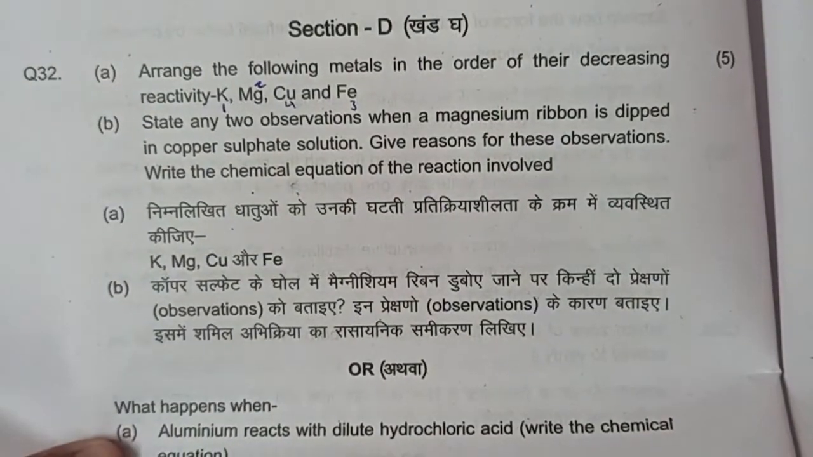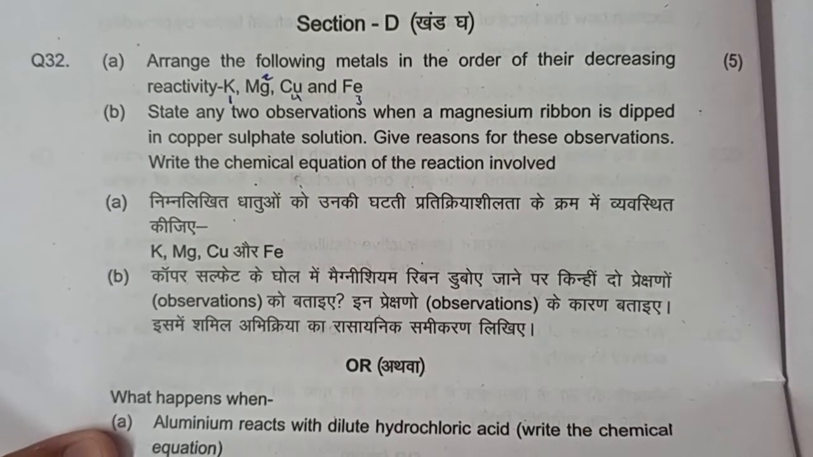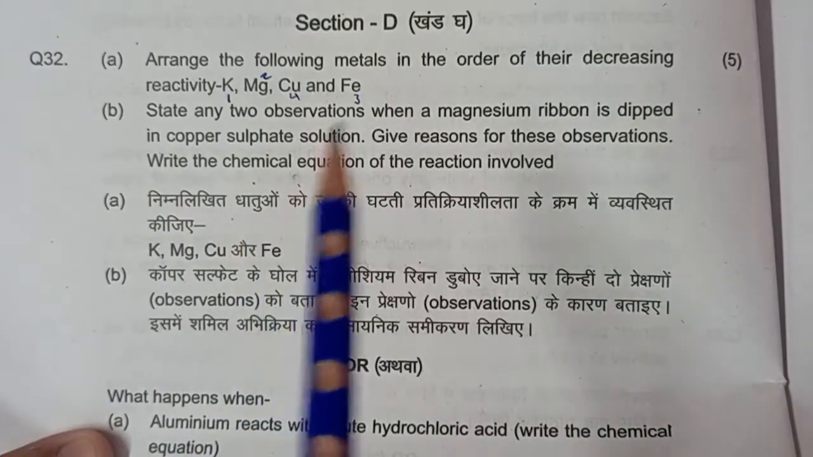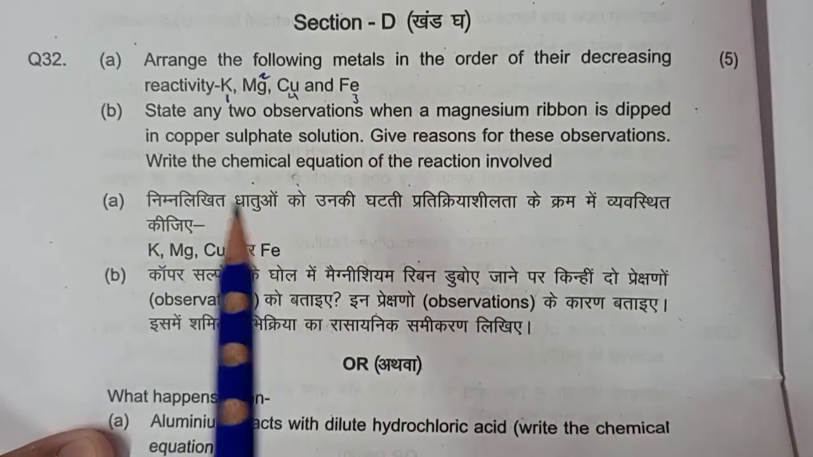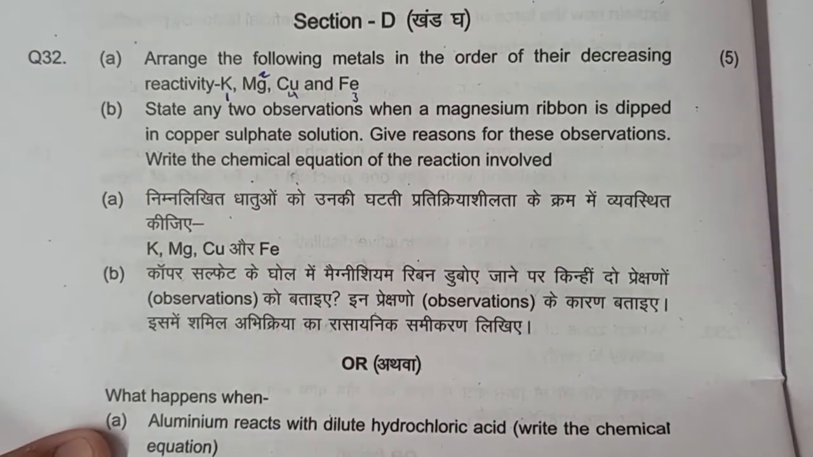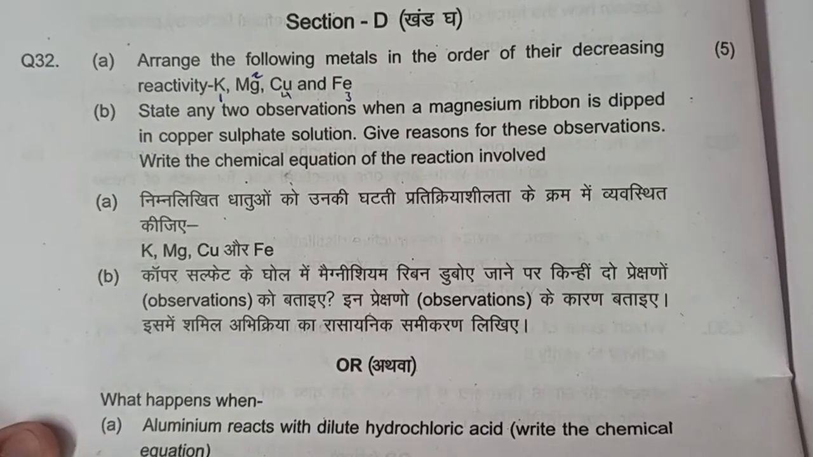Section D. Arrange the following metals in the order of decreasing reactivity. First, potassium. Second, magnesium. Third, iron. And fourth, copper. Okay, this one is correct. 1, 2, 3, 4. Next, state any two observations when magnesium ribbon is dipped in copper sulfate solution.